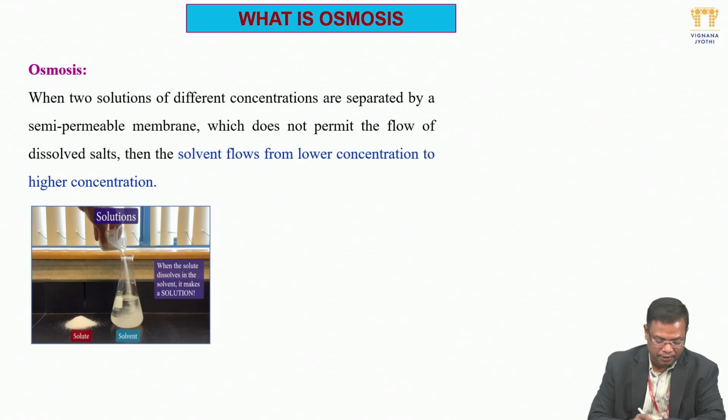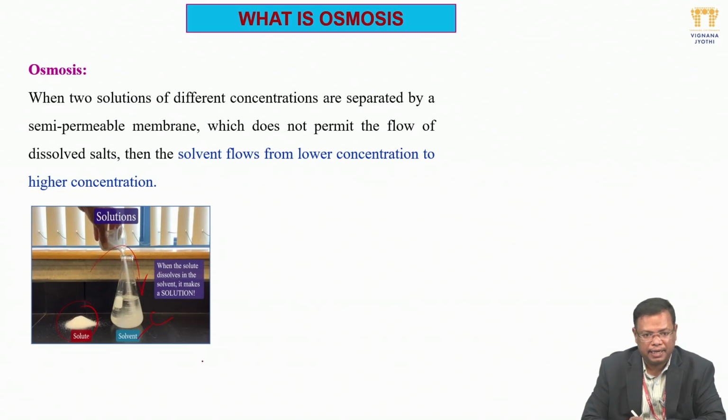For example, there is a conical flask which has a solvent, and then a solute is poured into the conical flask, then it becomes a solution. Before adding the solute into this conical flask, it is a pure solvent, and after adding the solute particles into this solvent, it becomes a solution. So, before adding it is a pure solvent, after adding it is a concentrated solution.